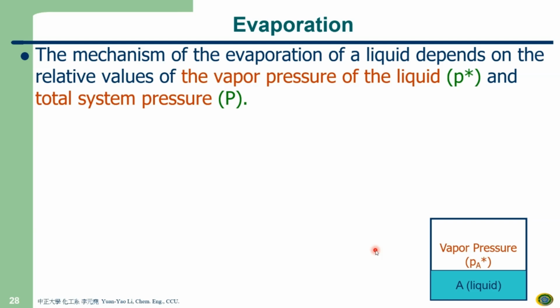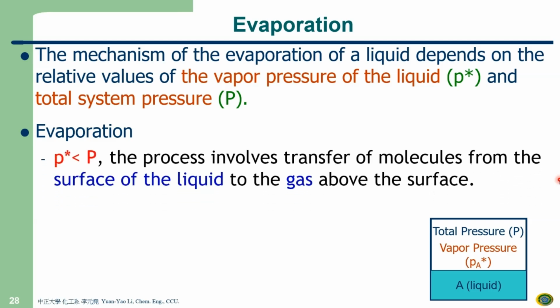So we are talking about the vapor pressure of species A in the gas phase, which we will call PA star, right? PA star. And the total pressure, P. What's the relationship between the total pressure and Pi star? For evaporation, Pi star will always be less than P. So this is what we call evaporation. Pi star is less than the total pressure, capital P.